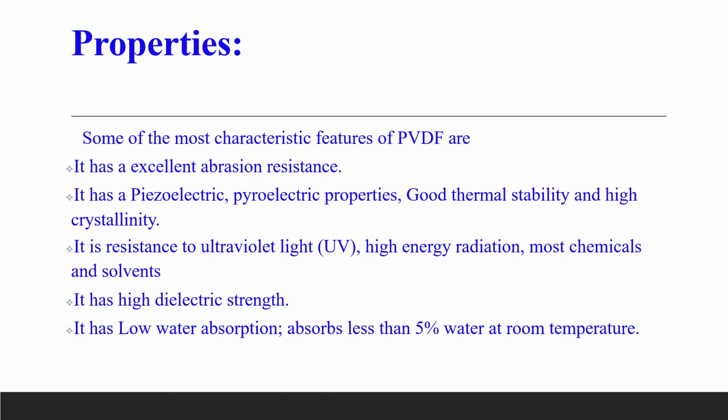Okay. It has high dielectric strength. It can also be used in electronics industries. It has low water absorption, just like all other polymers. Absorption is less than 5%.